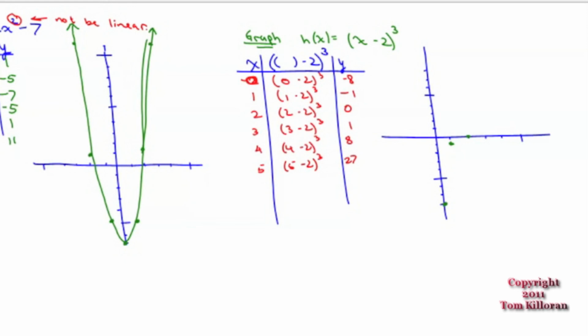3, 1 would be right 3, up 1. 4, 8 would be 4 to the right and up 8. This is actually kind of a cool graph if you think about it. Comes up, flattens out a little bit, then it keeps on going up forever. And that's called a cubic.